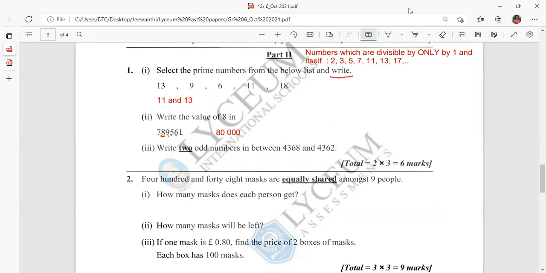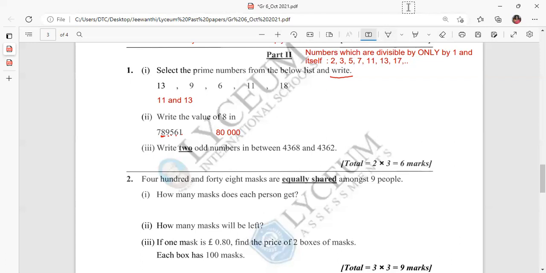Then write two odd numbers in between these two numbers. First of all, these are the very small things which you learned in grade 4, 5 also. How do you recognize an even number and an odd number? Even numbers are ending with 0, 2, 4, 6, 8. What are odd numbers? They are ending with 1, 3, 5, 7, 9. So then you want to write the numbers in between.